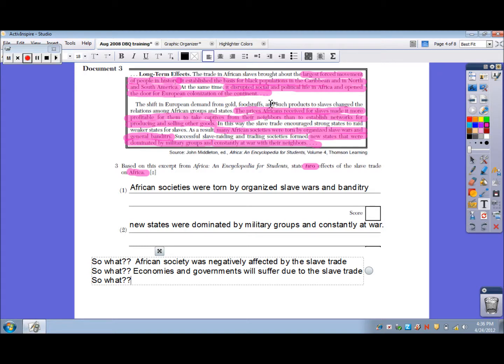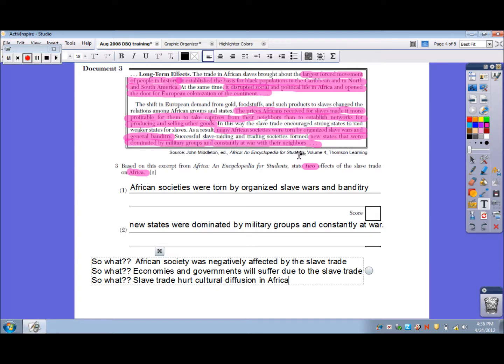The other thing you could look at and maybe come up with a so what for is the one I'm kind of highlighting over here. The prices Africans received for slaves made it more profitable for them to take captives from their neighbors than to establish networks for trade. So what's that going to do for cultural diffusion? If you're not setting up trade routes, are you going to have as much cultural diffusion? No. So you could say the slave trade hurt cultural diffusion in Africa. And anytime you can use cultural diffusion in a DBQ is good.